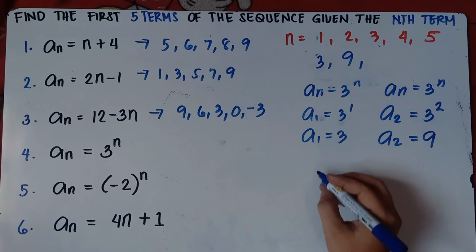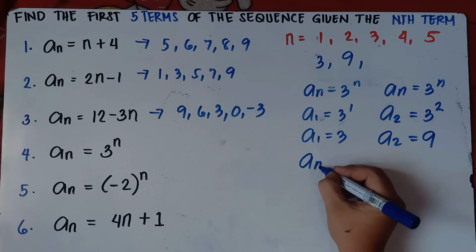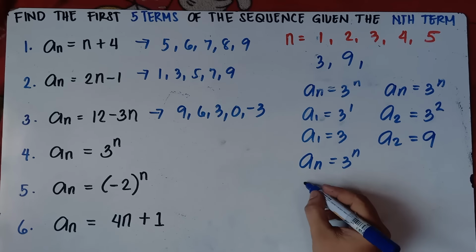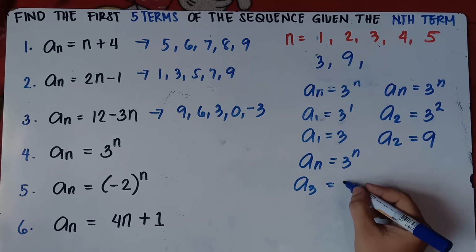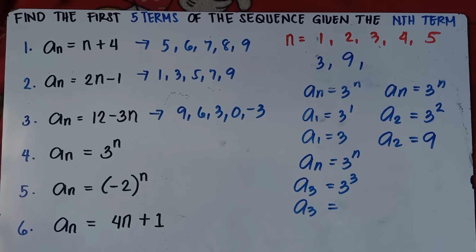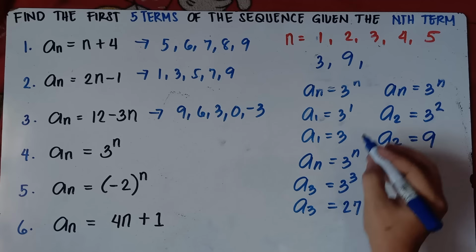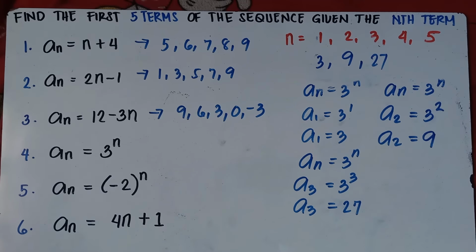Let's have the next number. If n is 3, a sub 3 equals 3 raised to the power of 3, class. It means 3 times 3 times 3, and you will have 27. 3 times 3 times 3 is 27.